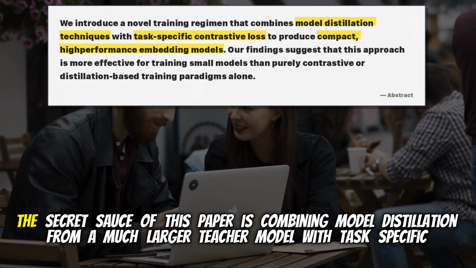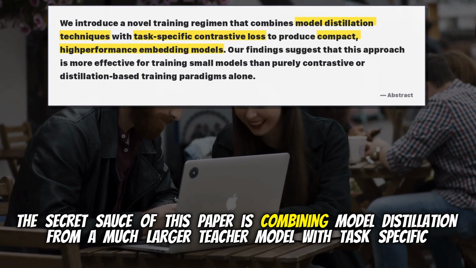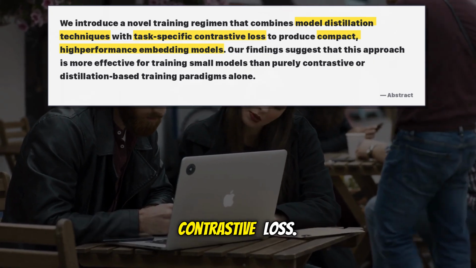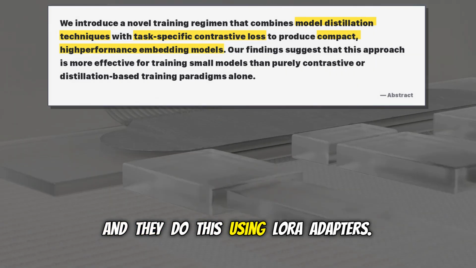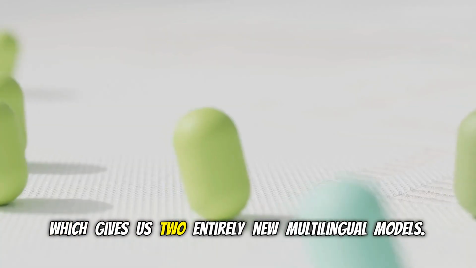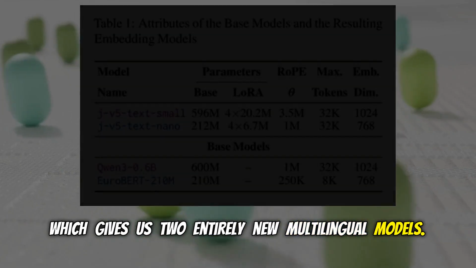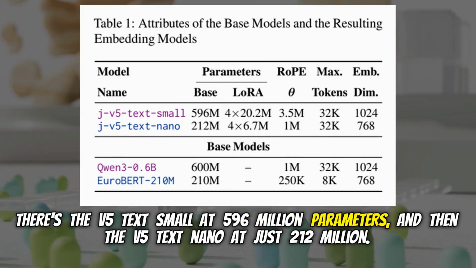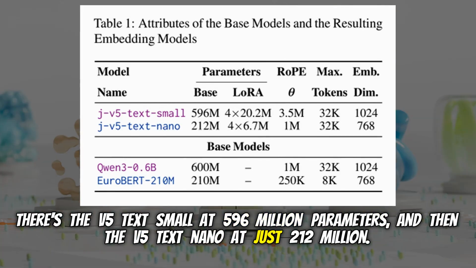Exactly. The secret sauce of this paper is combining model distillation from a much larger teacher model with task-specific contrastive loss. And they do this using LoRA adapters, which gives us two entirely new multilingual models. There's the V5-text small at 596 million parameters, and then the V5-text nano at just 212 million.